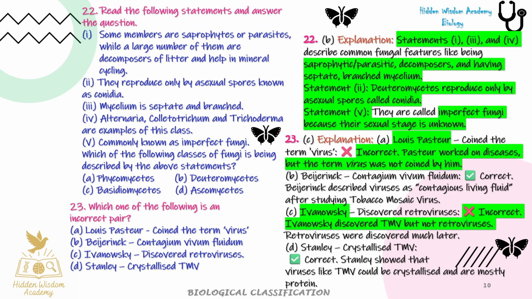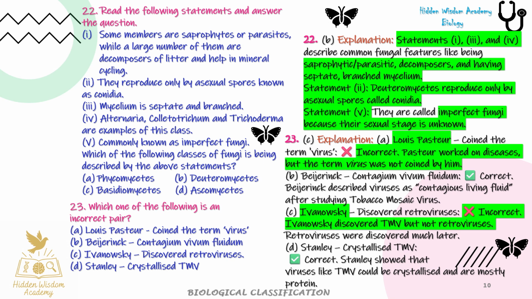Question 22. Read the following statements and answer the question. 1. Some members are saprotrophic or parasites, while a large number of them are decomposers of litter and help in mineral cycling. 2. They reproduce only by asexual spores known as conidia. 3. Mycelium is septate and branched. 4. Alternaria, Colletotrichum and Trichoderma are examples of this class. 5. Commonly known as imperfect fungi.